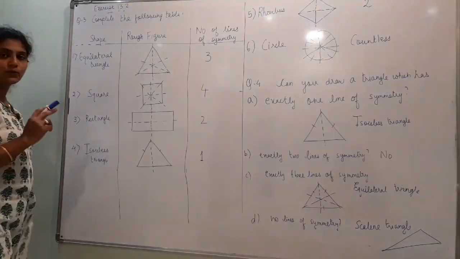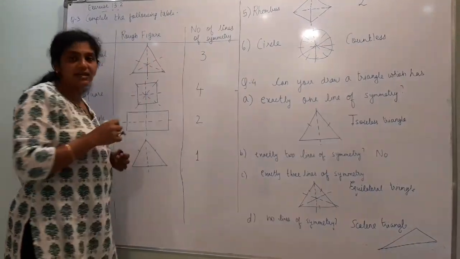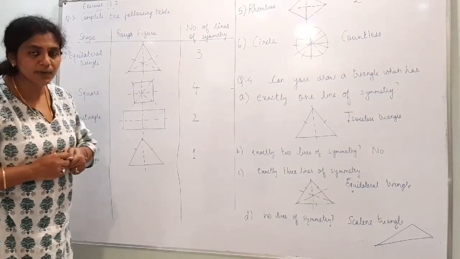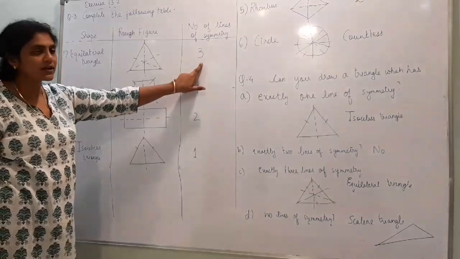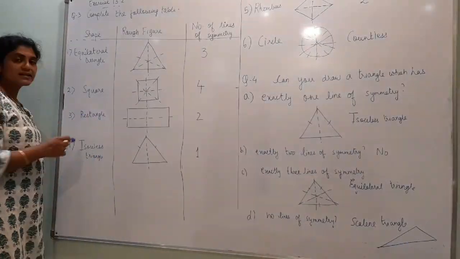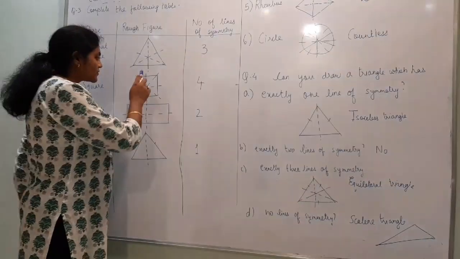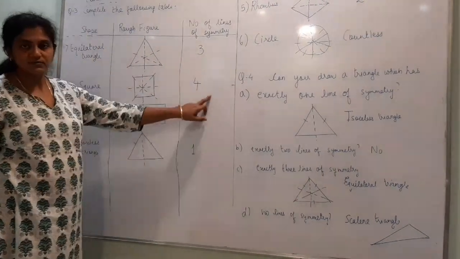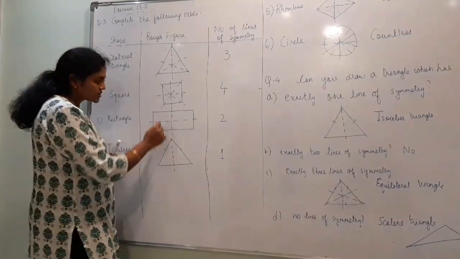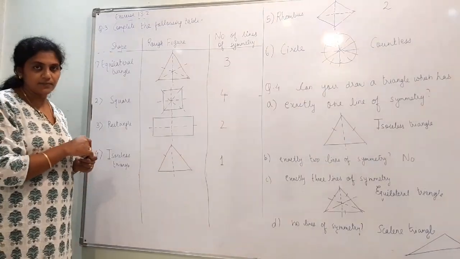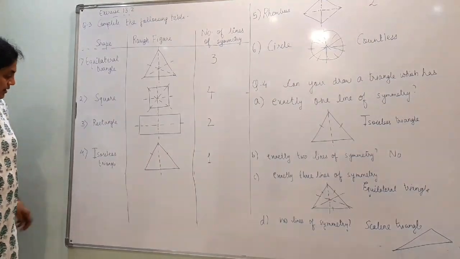The first is equilateral triangle. What is an equilateral triangle? Whose all sides are equal. So how many lines of symmetry will it have? This is 1, 2 and 3. 3 lines of symmetry. Then is square. Square means all sides are equal. So how many lines of symmetry? 4. Right? Then is rectangle. Rectangle means two opposite sides are equal. So here there are 2 lines of symmetry.